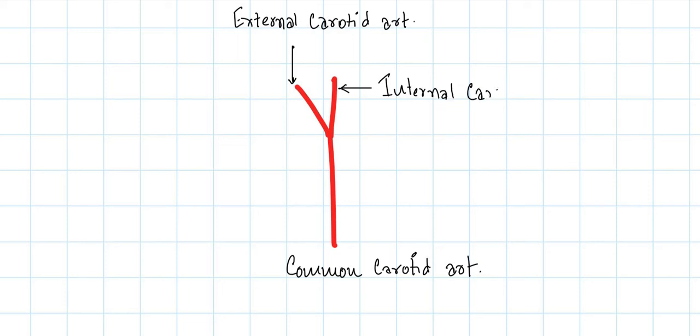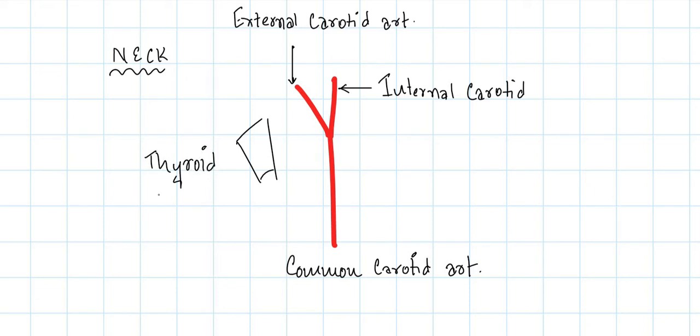Now the question you might ask is, where is this bifurcation taking place, at which point? Now this is the neck region actually. Whatever I'm discussing right now, this region is the neck region. At the region of the neck, you have a certain cartilage right here, and the name of this cartilage is the thyroid cartilage.